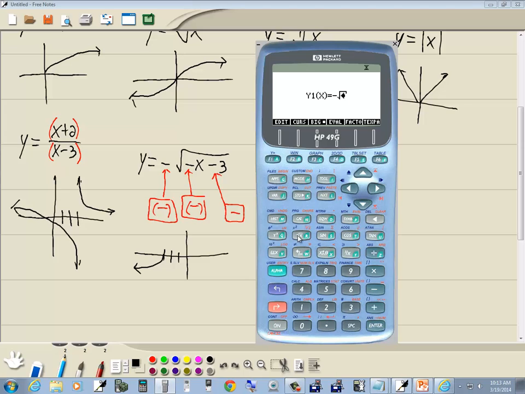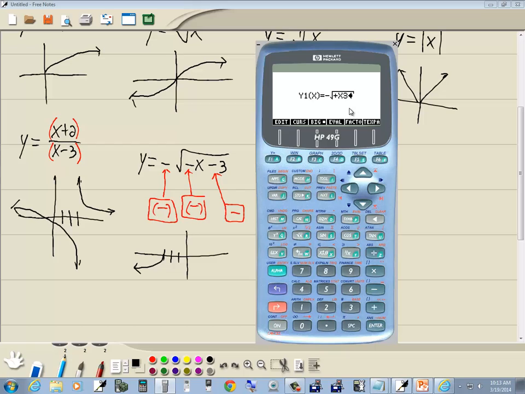I'll do my square root. And then I'll put my negative x. And then I'll put a negative 3. That's really curious. Did I do that right? Let's try it again. Okay, I put in my negative x, so negative, and then my x. Okay, I'm watching it now. And then I do a negative 3.